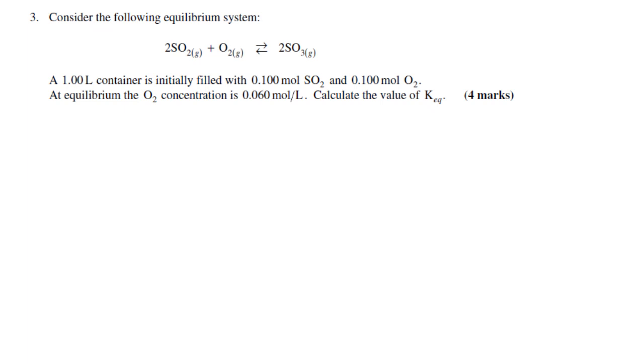Okay. Now we have a big 4-mark question, so it's probably going to be a nice table. A 1 liter container, which is nice for calculating molarity, is initially filled with 0.1 SO2 and 0.1 O2. At equilibrium, the concentration is 0.06. Calculate the value of KEQ. So I'm going to rewrite my equation like this: 2 SO2 plus oxygen and 2 SO3. I'm just going to double check to make sure that everything goes into my KEQ expression. Gas, gas, gas. So we're all good. We don't have to eliminate anything from our calculations.